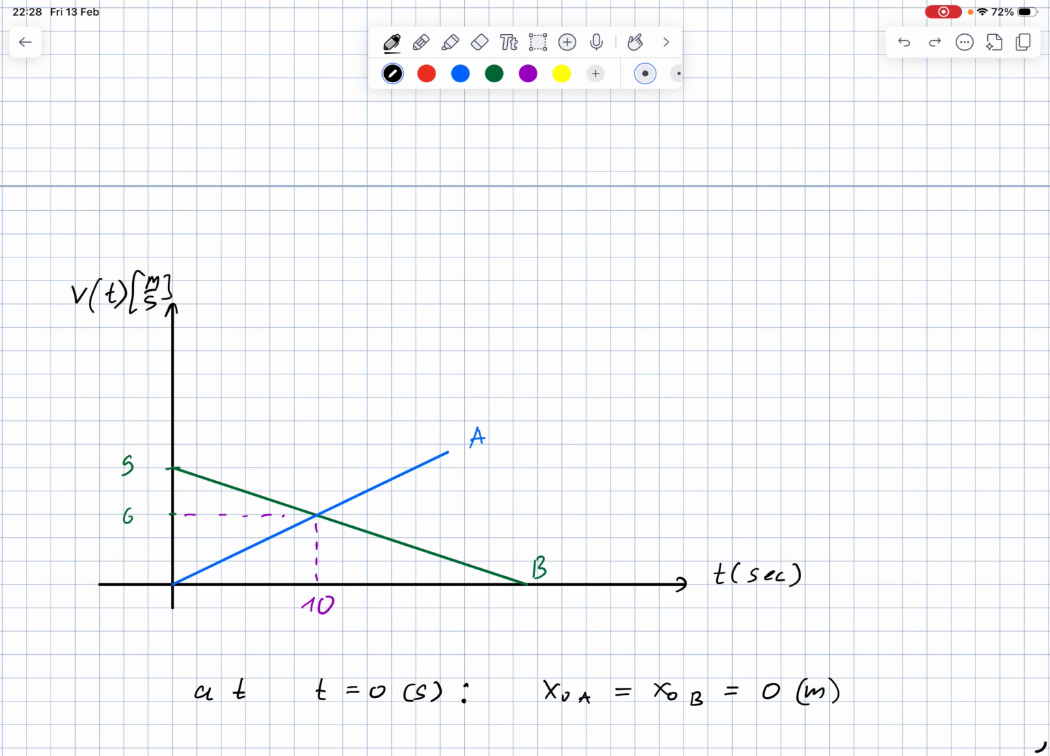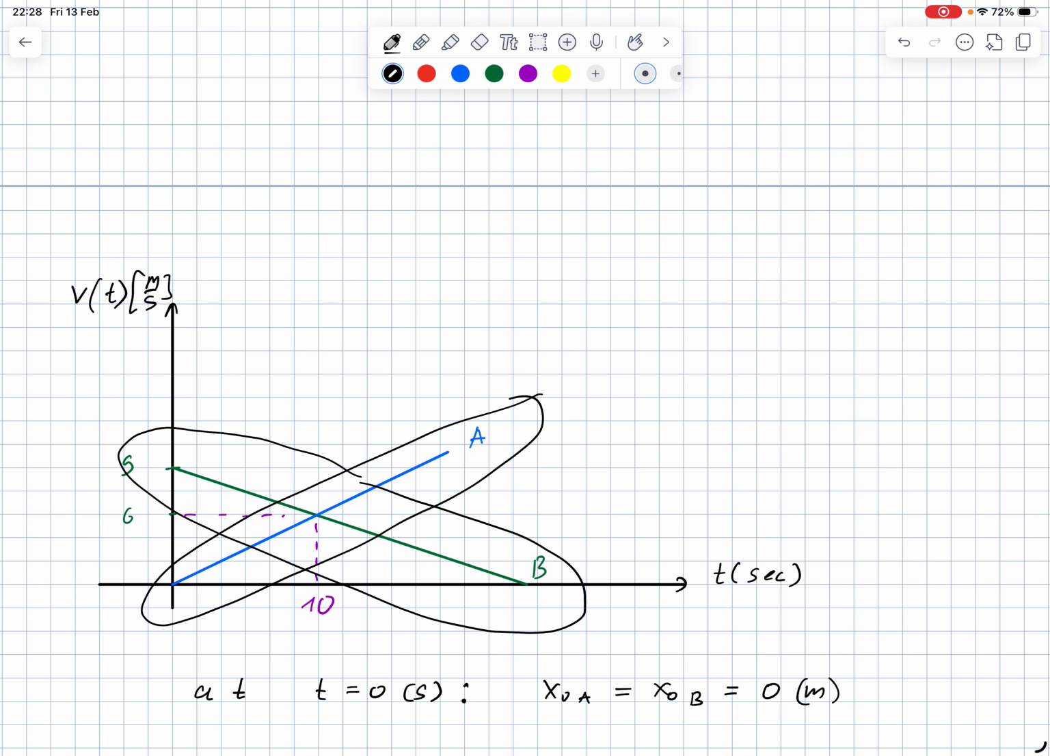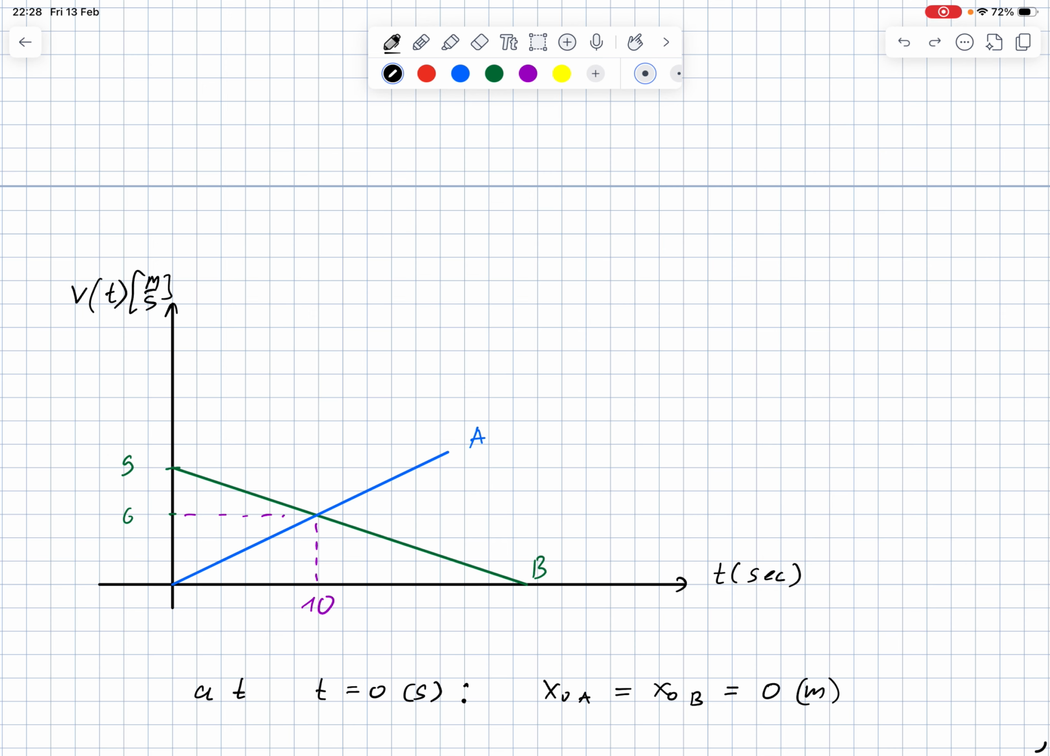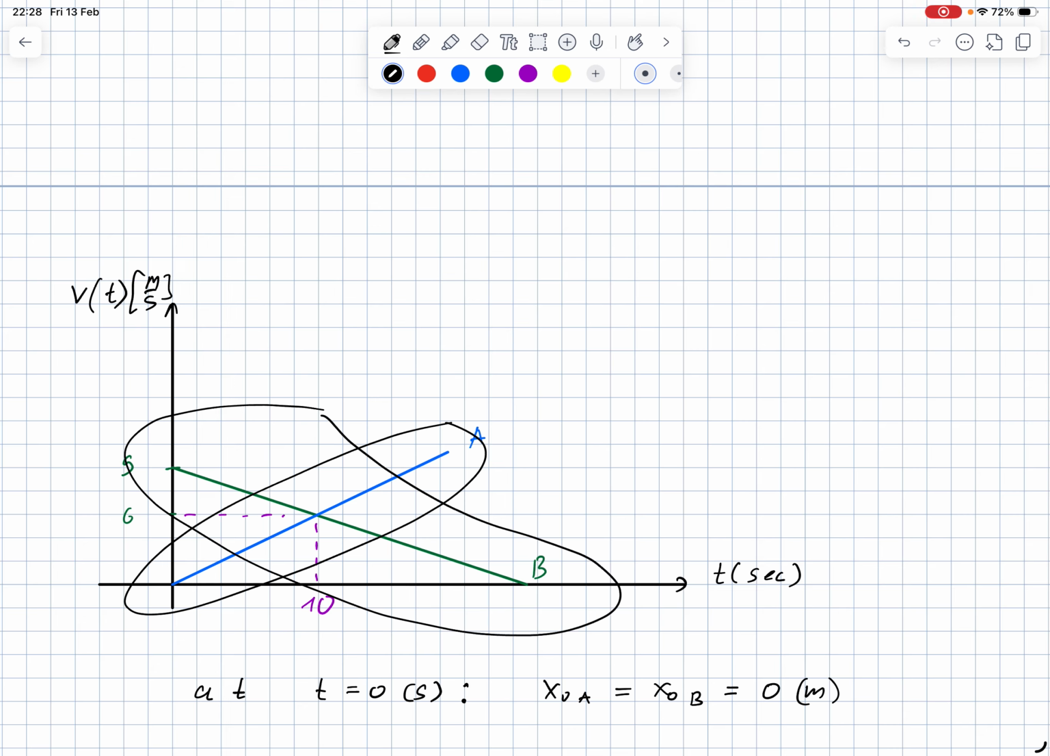Hello everyone. Let's look at the following problem. We see that we have a graph of velocity with respect to time t, and the slope of both functions that represent velocity is constant. And as we saw before, the slope is actually acceleration. So we can say that A and B both have constant acceleration, not the same, but just constant.